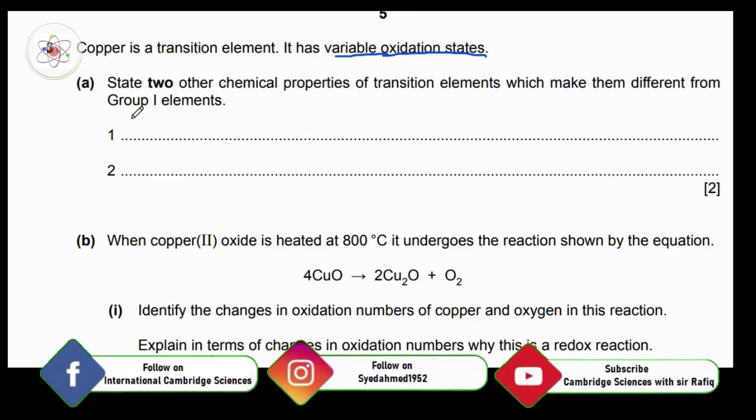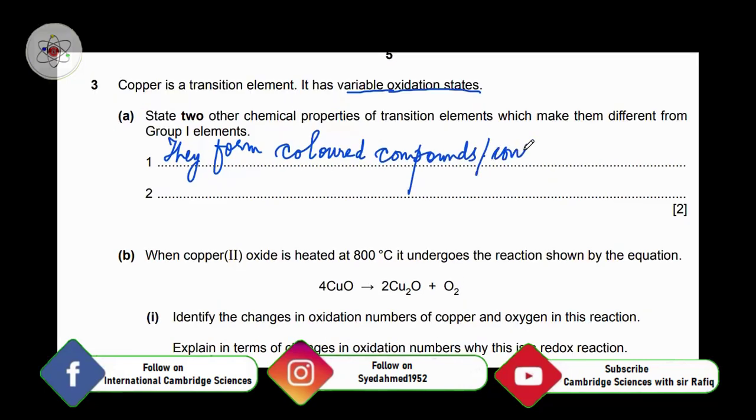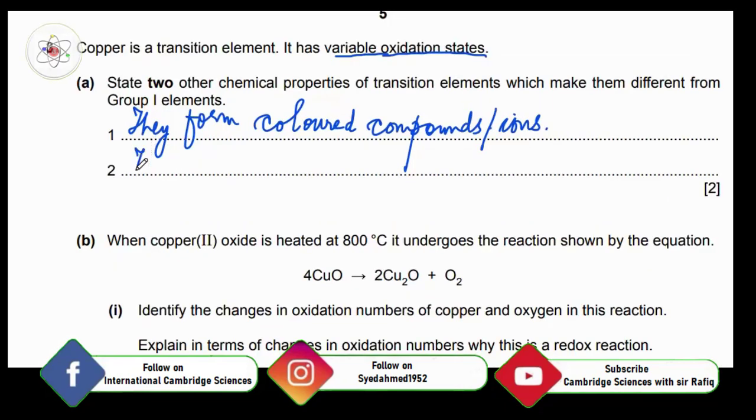We can write they form colored compounds, or their ions in aqueous solutions, they are colored. Okay, so they are also used in different chemical reactions as catalysts, right? So they alone, or their compounds, they are used as catalyst.